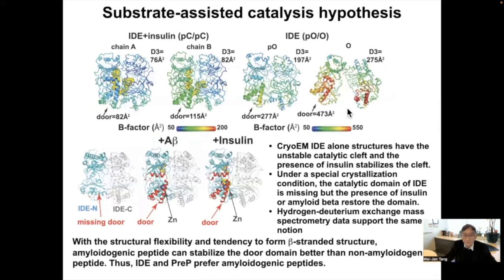From this structure, we compared the apo state to the substrate-bound state. In the apo state, the catalytic region has a higher B factor or lower resolution, either in the O or PO state, suggesting substrate is required to stabilize the catalytic region. This makes a lot of sense to us because this enzyme regulates amyloidogenicity, and amyloidogenic peptides tend to be highly structurally flexible, so they are ready to unfold and ready to form beta strands in a way that can stabilize the catalytic site, versus non-amyloidogenic peptides, which cannot unfold, cannot form beta strands, so they cannot stabilize the catalytic site and therefore cannot be degraded.